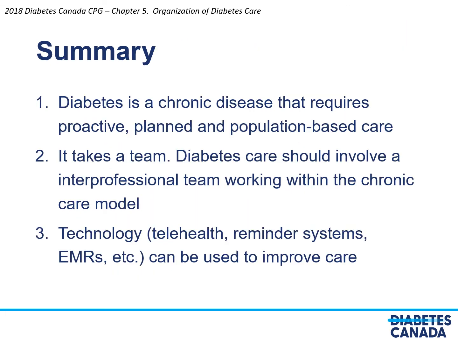Summary of the Organization of Diabetes Care chapter. Diabetes is a chronic disease that requires proactive, planned, and population-based care. It takes a team. Diabetes care should involve an interprofessional team working within the chronic care model. Use technology. This could include telehealth, reminder systems, EMR, registries, and these can be used to improve care.